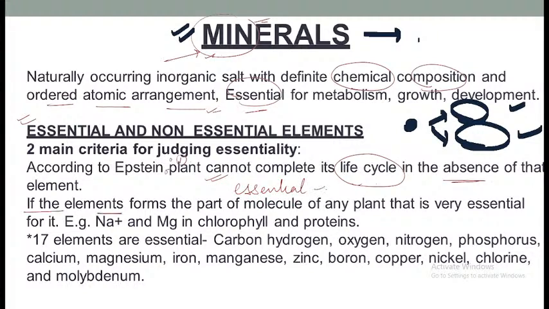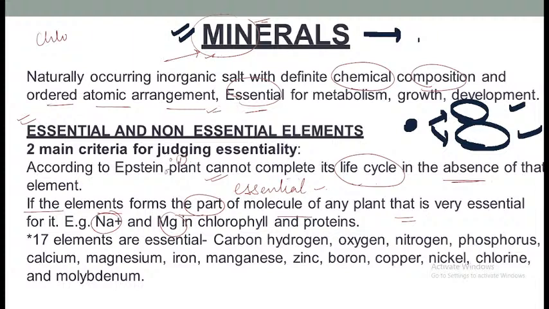Second is if the element forms the part of a molecule that is very very essential, जैसे कि सोडियम एंड मैग्नीशियम जो है वो क्लोरोफिल और प्रोटीन्स के अंदर अवेलेबल होते हैं. So that and chlorophyll is a very very important part. Why? Because it is helping out in your photosynthesis, which is the main primary role of the plant to perform, right? So that is the reason why sodium and magnesium are essential in nature, because chlorophyll के बिना plant अपनी life cycle complete नहीं कर सकता first, and plant की बहुत essential component को वो सोडियम एंड पोटेशियम हेल्प कर रहे हैं, सोडियम एंड मैग्नीशियम हेल्प कर रहे हैं बनाने में.